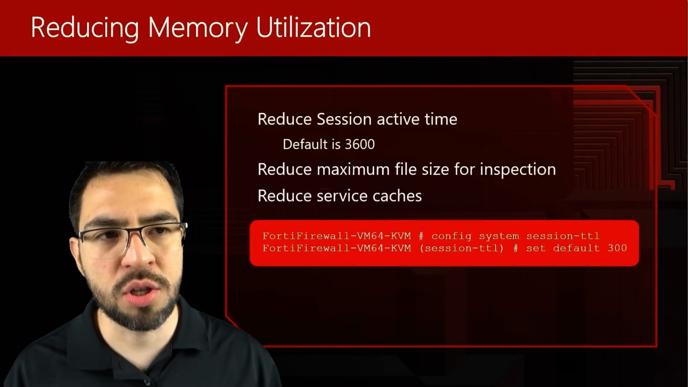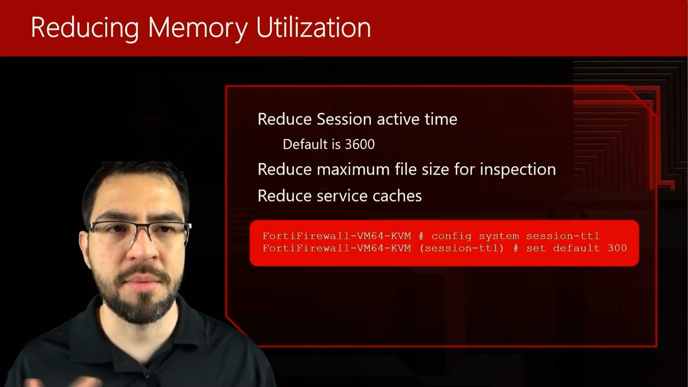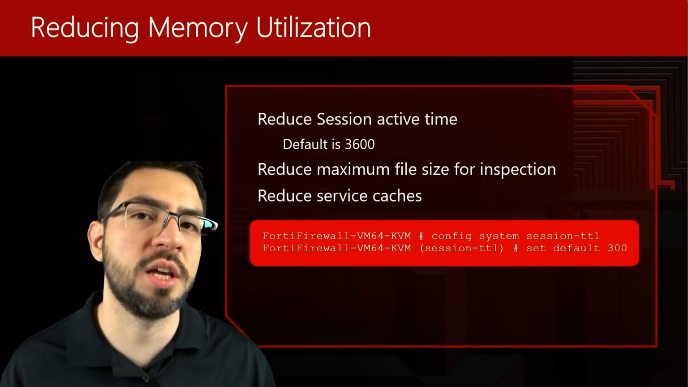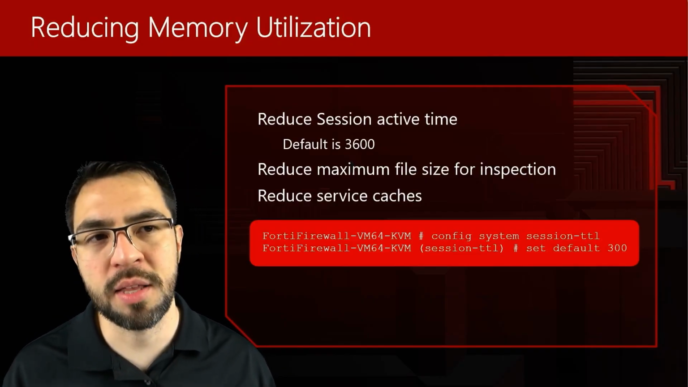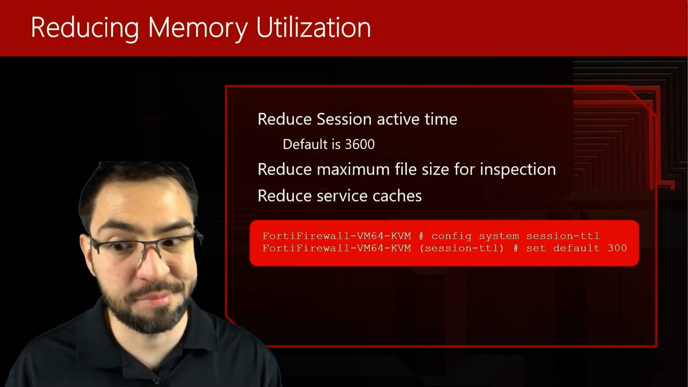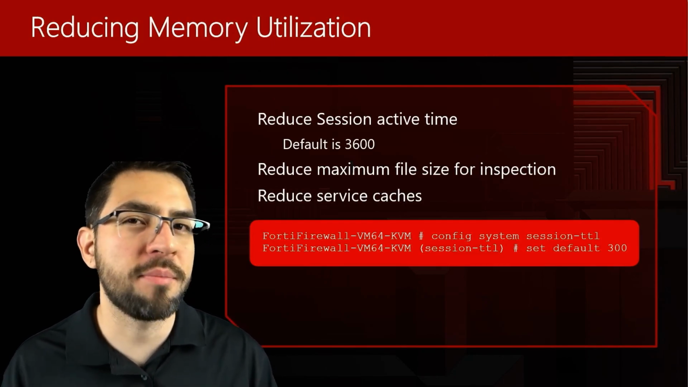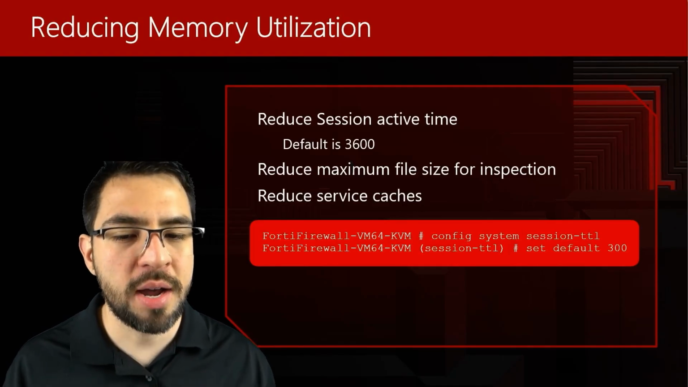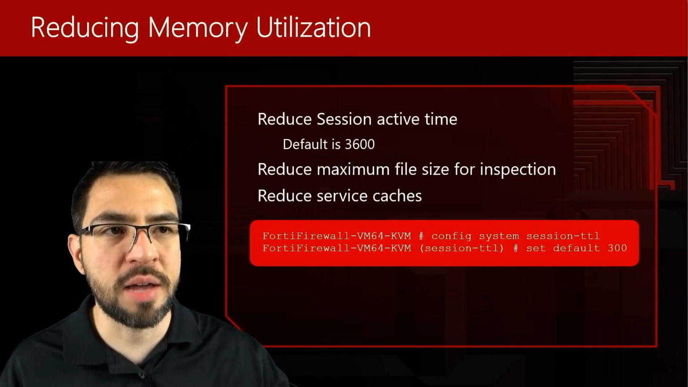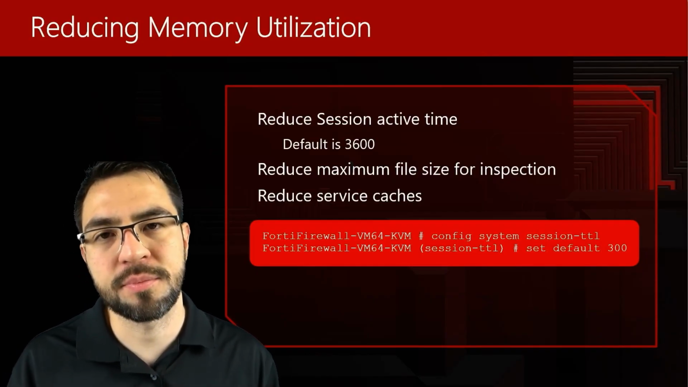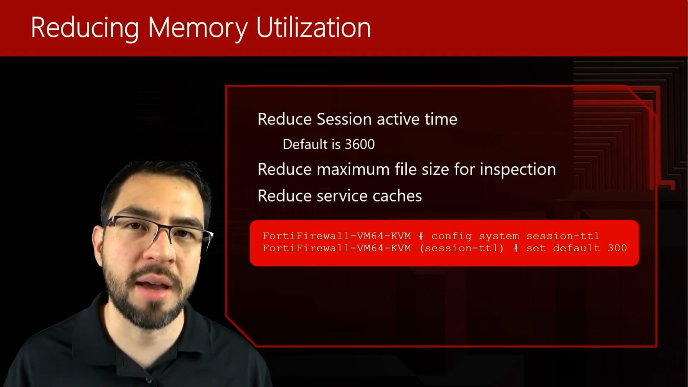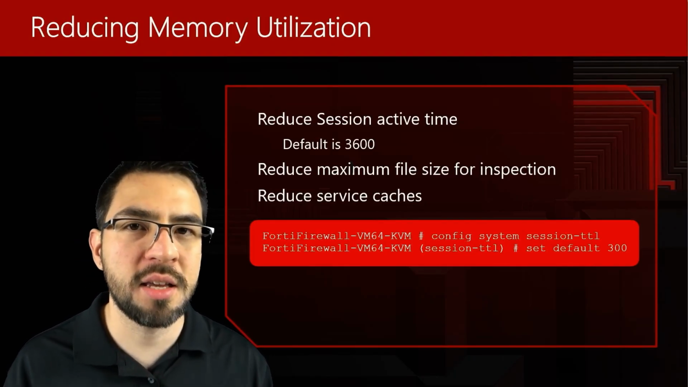Other things that we could adjust is the maximum file size that we're going to use for inspection. And again, we need to understand our environment before we do something like that. But if we are talking about, maybe, a phones situation, where we have IP phones getting connected, downloading configuration files that are not going to be more than 2 to 3 megs, we could adjust that as needed.